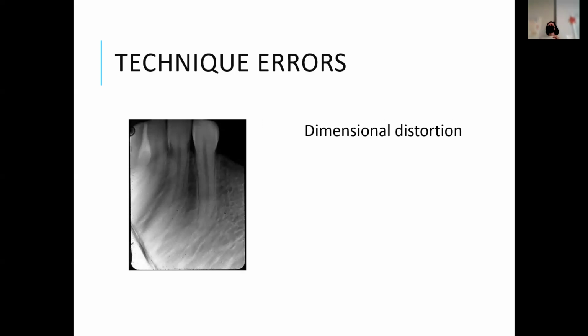Dimensional distortion. This probably has to do with them bending this film. Maybe they had really bad tori, the bone that can grow down on the inside of your mandible, and so maybe it was flexing up over that. You can also see this crease where they bent it. So it just made this whole sort of elongated, blurry look.